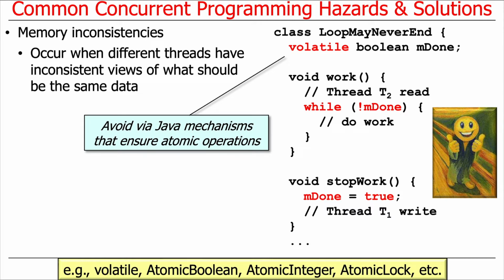So if you make something volatile, then if you set mDone to true and it's volatile, it'll go straight through to memory and not get stuck in a multi-core processor cache. And there's a whole slew of other atomic things. There's the volatile qualifier, which we see up there. There's also atomic objects like AtomicBoolean, AtomicInteger, AtomicLock, AtomicReference. There's a bunch of other things that are atomic. So those are ways to solve that particular problem.